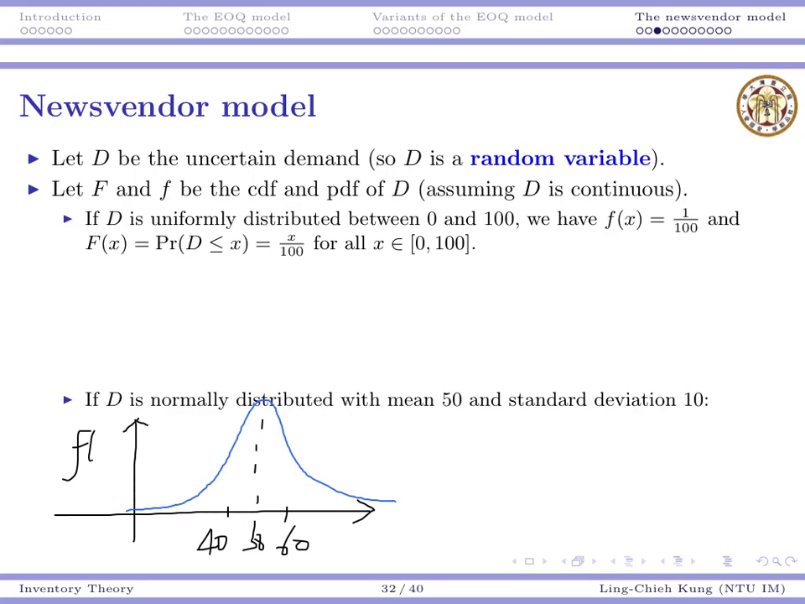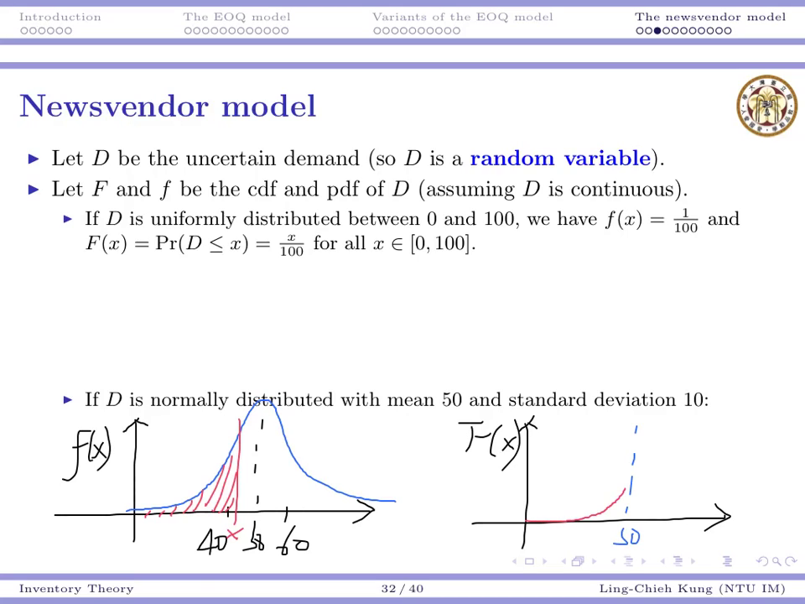And then if we want to talk about the CDF, of course, again, given any x, we are asking what's the probability for D to be less than or equal to x, and that's the area below the curve, below x. Roughly speaking, suppose here we have 50, then our CDF would look like this. Somehow it approaches 1 when x is large enough. So that's a very brief review about CDF and PDF. Somehow we are just describing the likelihood of each realization of the random demand.